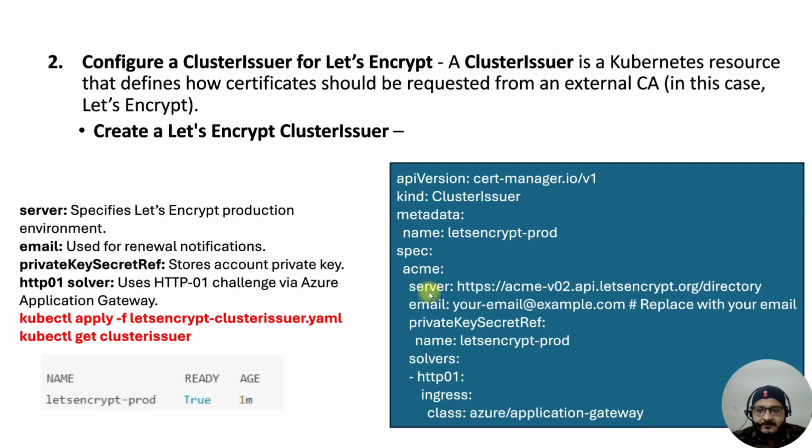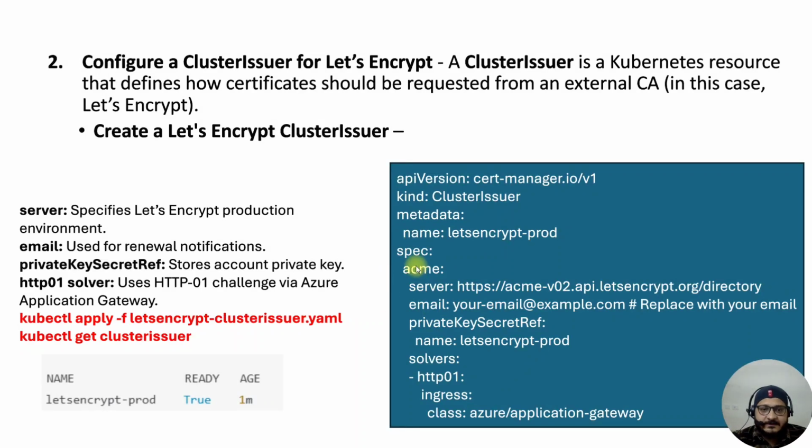And if you see the server here, this is the Let's Encrypt directory URL. Then you have to specify your email ID, so you get notifications for renewal. Then you have a private key secret reference, which stores your account private key. Here we have solvers, where we are going to use the HTTP-01 challenge. Then we have ingress, and we are going to use the application gateway ingress controller, so that's what we specify as the class here.